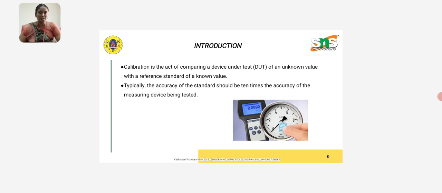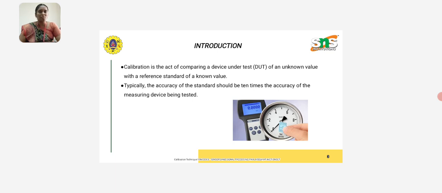Calibration is required since every measuring instrument must prove its ability to measure reliably and accurately. It is a set of operations established under specified conditions, giving the relationship between the values indicated by the measuring instrument and the corresponding known values of the measurement. So this is about calibration.